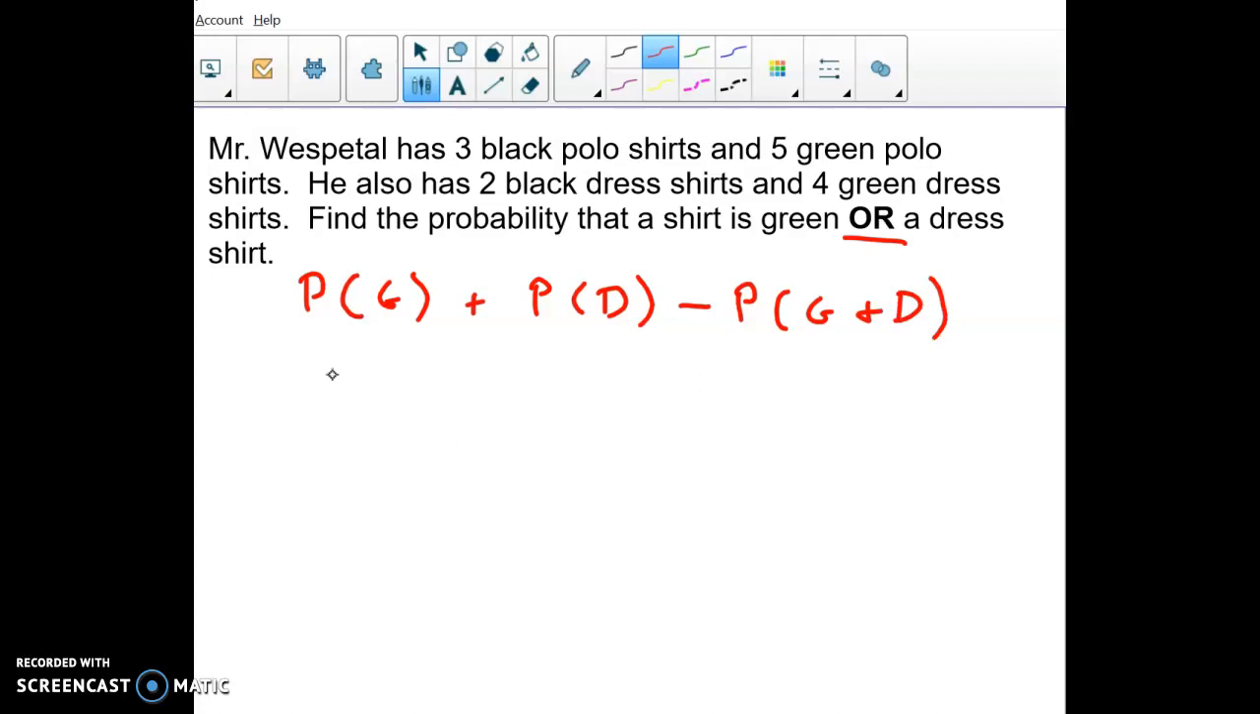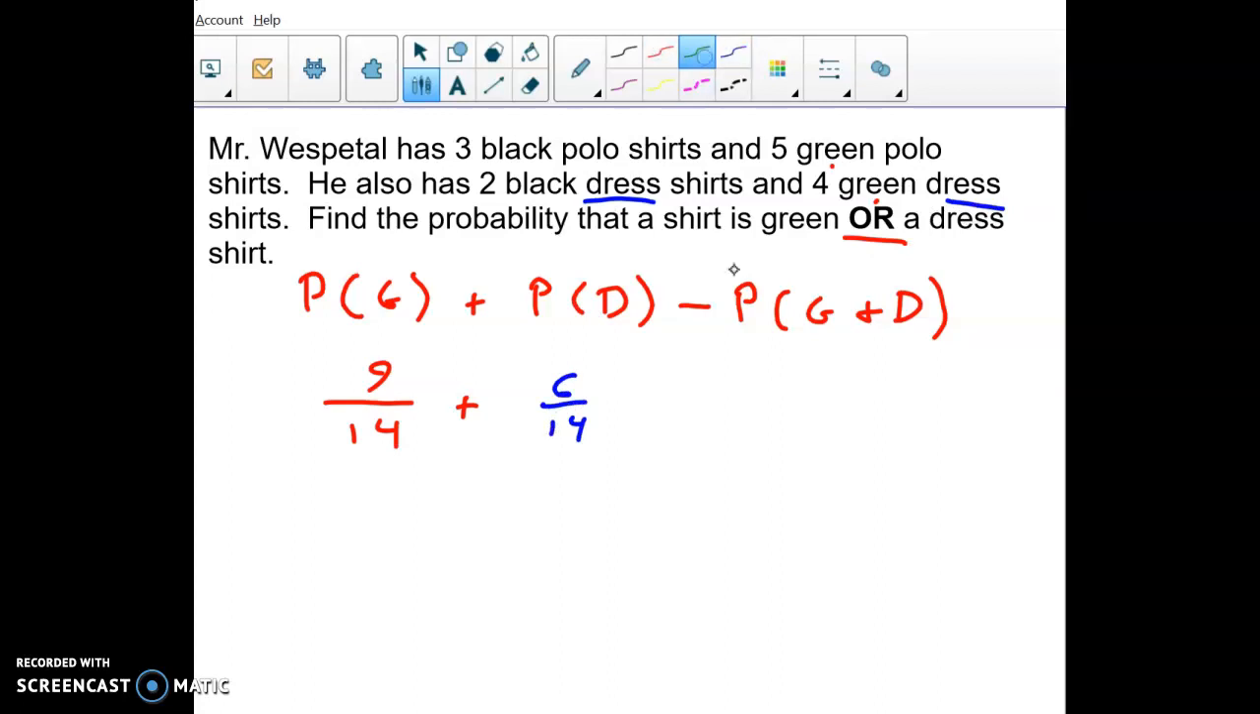All total, I believe there are 14 shirts. Okay, and out of those 14, the number that are green are these 5 and those 4, so that would be 9 out of 14. And then the ones that are dress shirts would be, let's see, 2 dress shirts here and 4 more there, so that'd be 6 out of the 14.